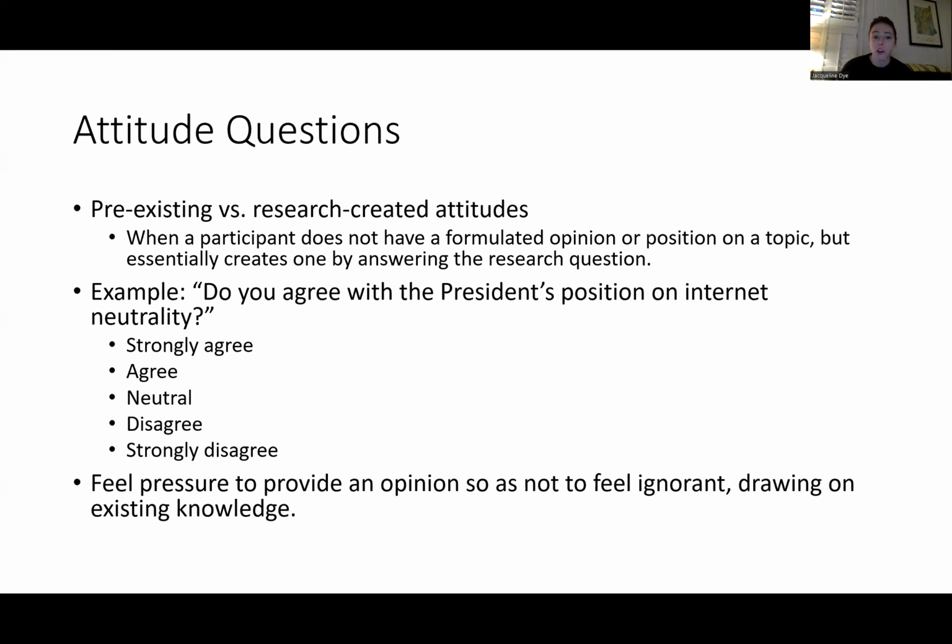So in this case, people are going to be apprehensive to say that they're neutral, maybe because they don't want to look ignorant. And so they might use existing data. So maybe they say, hey, I don't really like the president, so I probably don't agree with their position on internet neutrality. Or, yeah, I totally love the president. I definitely agree with their position on most things, probably also internet neutrality. So this can impact the way that people answer questions and also the quality of data because it's not a true opinion of the respondent.